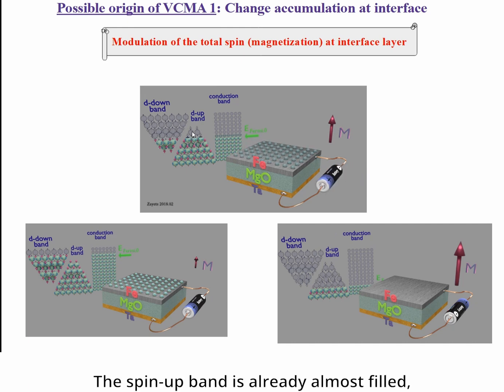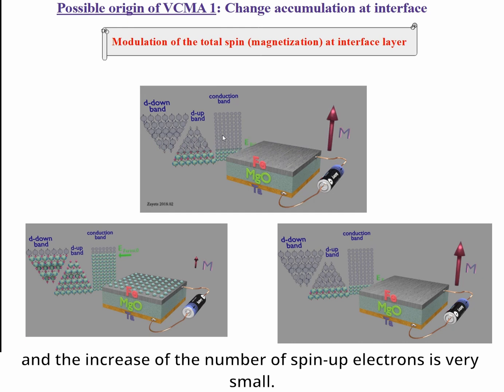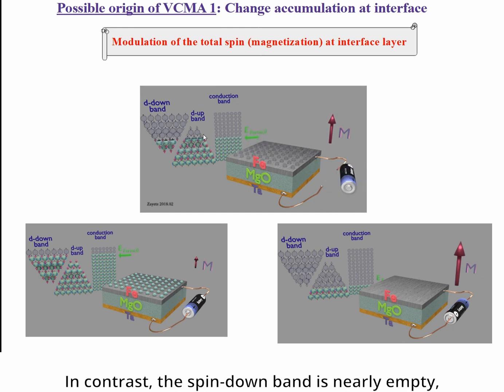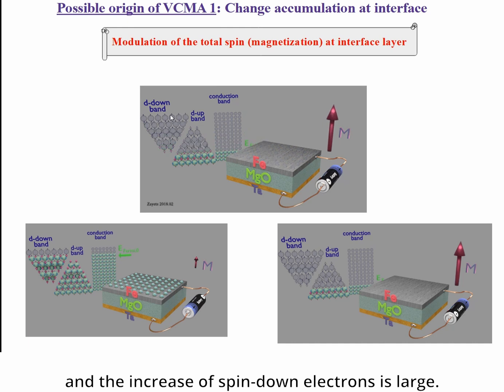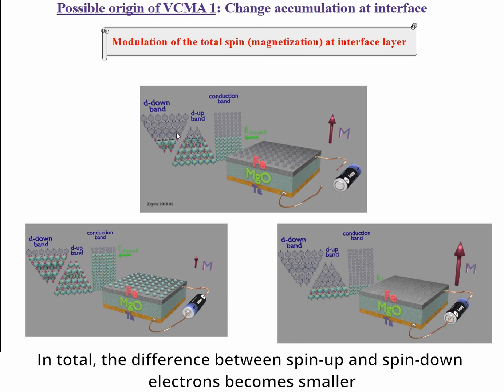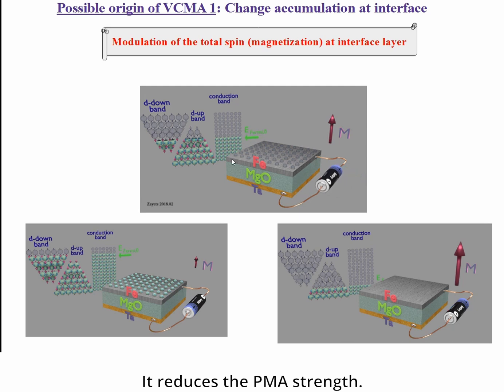d electrons. The spin-up band is almost fully filled, thus there are not so many unoccupied states available in this band, and the increase of the number of spin-up electrons is very small. In contrast, the spin-down band is nearly empty. There are many unoccupied states available in this band, and the increase of spin-down electrons is large. In total, the difference between spin-up and spin-down electrons becomes smaller, and the total spin or magnetization at the interface decreases. It reduces the PMA strength.